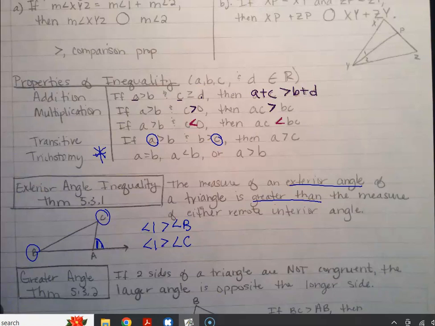Because we also know we have the remote interior angle theorem from earlier, where if we add B and C, it equals the exterior angle. All right, very nice.